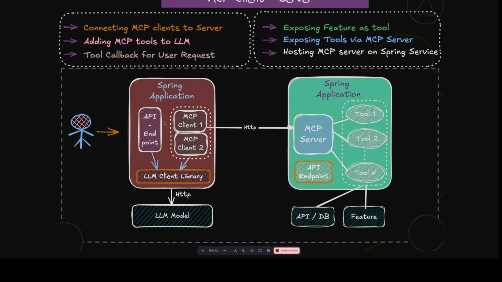So here we have discussed the overall flow: the user is able to interact with the API endpoint that we have exposed, which internally calls the LLM model that we have hosted locally. Based on the user input, we are able to call the tools via the MCP client, which connects to the MCP server. So in practice, this will be your overall flow from the Spring client application to a Spring server-side application, and the user will be interacting with the Spring client application, which will have tools and the LLM.